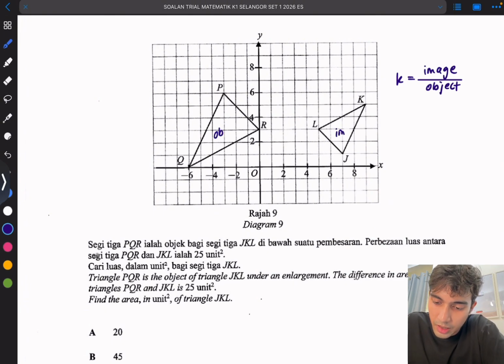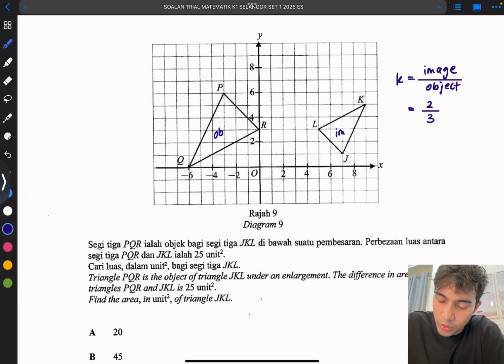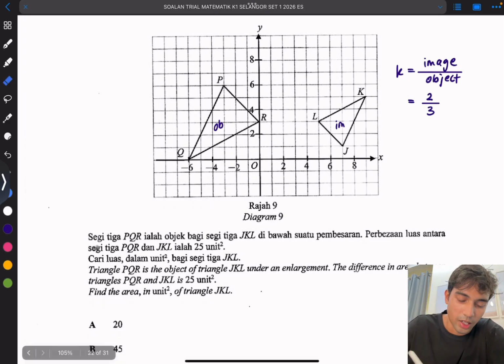The easiest way to find this is to take the horizontal distance from this point to this one: 2 units. The horizontal distance here is 3. So image to object will be 2 to 3. That's the scale factor of enlargement.